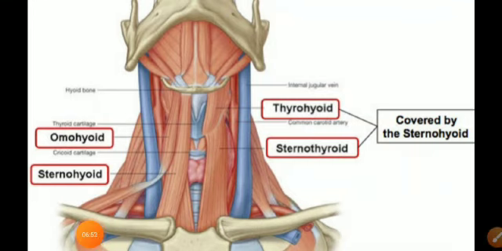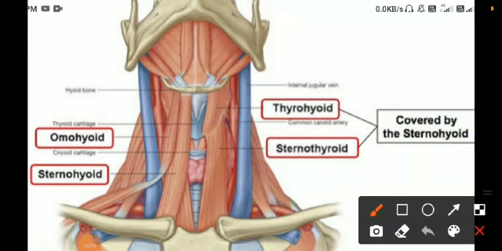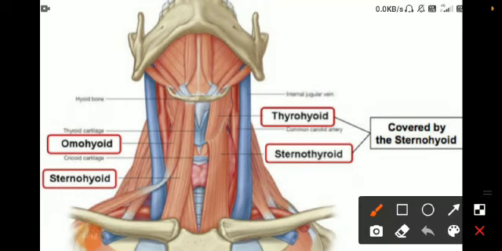Let's talk about the sternothyroid muscle. It originates from the posterior surface of the manubrium of the sternum and inserts into the oblique line on the lamina of the thyroid cartilage, with nerve innervation through the ansa cervicalis. Let's talk about another infrahyoid muscle, the sternohyoid. It originates from the posterior surface of the manubrium sterni and inserts into the medial part of the lower border of the hyoid bone, with innervation by the ansa cervicalis, same as the sternothyroid.